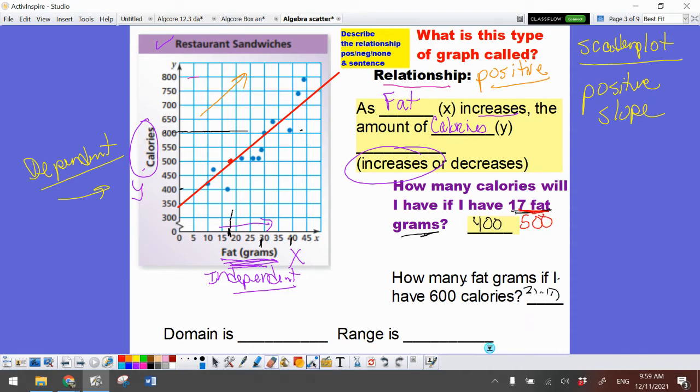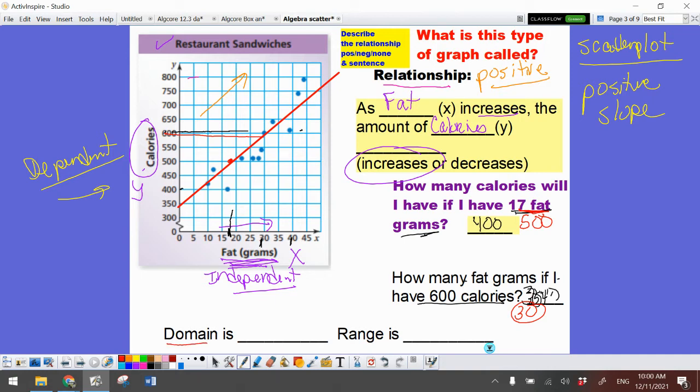And if I use the line to look at 600 calories and I come across, that puts me right about 30. So we're going to be using the line of best fit more often than not to actually estimate, because that's going to be what we call our best guess. Our best guess, that line of best fit. So learning to draw that line of best fit is going to be important.